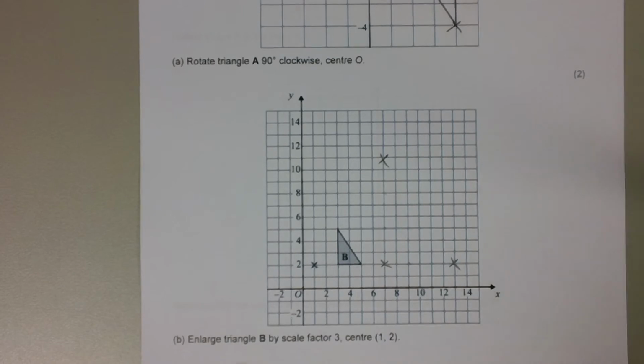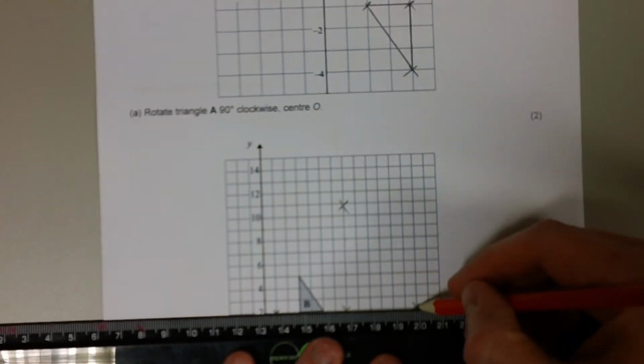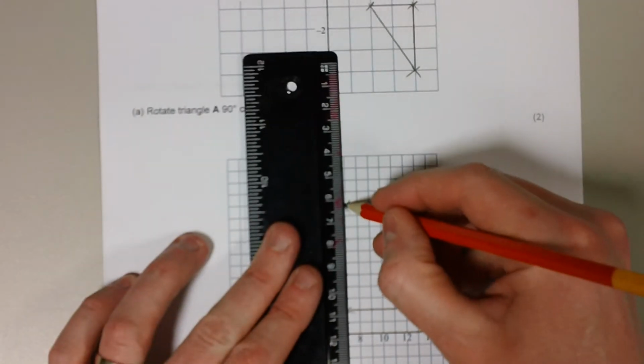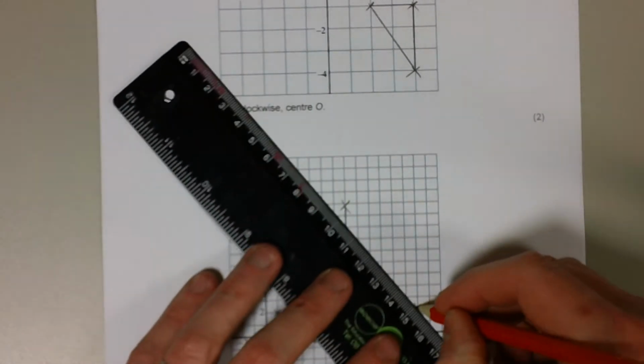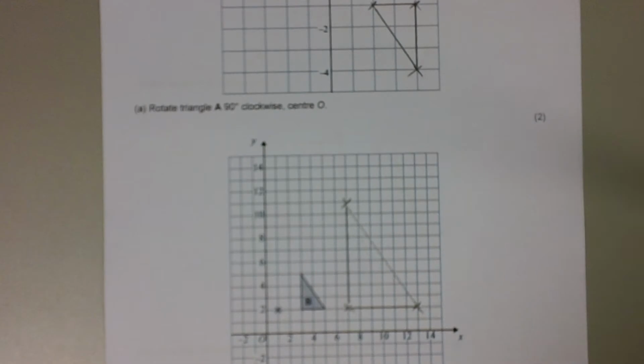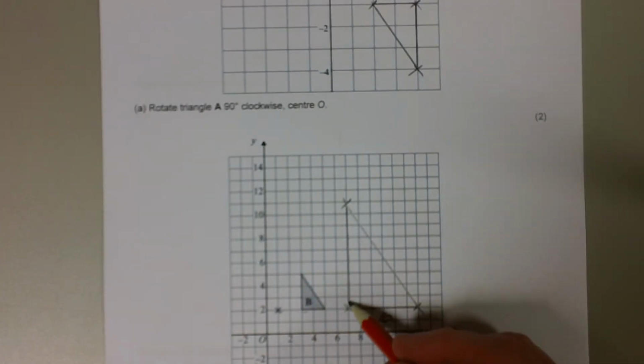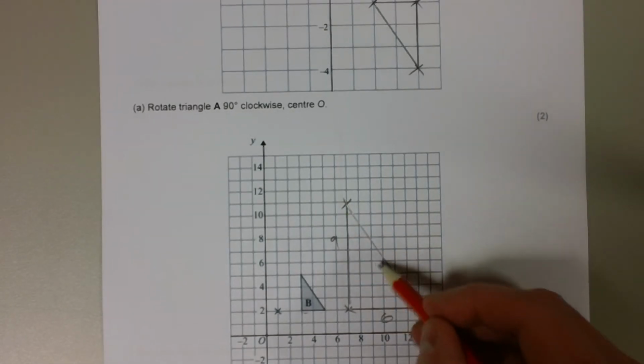Again, check that the sides of your enlarged shape are 3 times bigger than the sides of your original shape. Base of 2, base of 6, height of 3, height of 9.